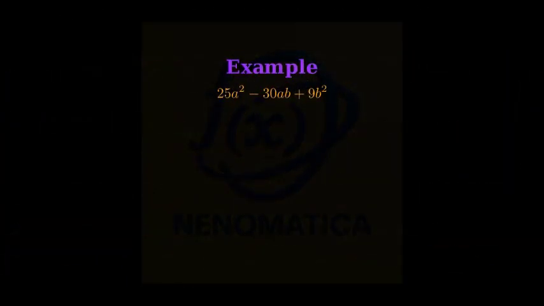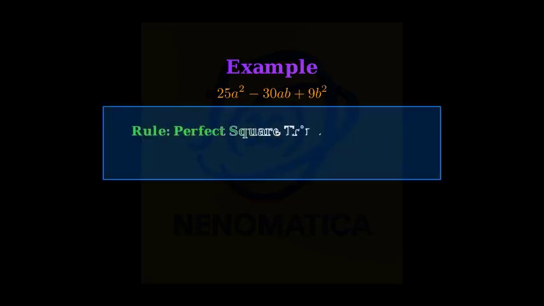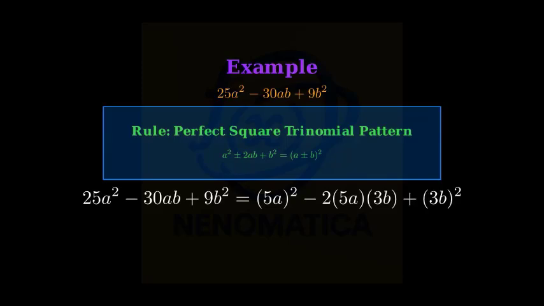We have the expression 25a squared minus 30ab plus 9b squared. To recognize if this is a perfect square trinomial, we need to check if it follows the pattern a squared plus or minus 2ab plus b squared, which equals (a plus or minus b) squared. Let's break down our expression to see if it matches this pattern. First, let's identify the coefficients in our expression. We have 25a squared, which suggests that the first term in our binomial is 5a. Then we have 9b squared, which suggests that the second term in our binomial is 3b.